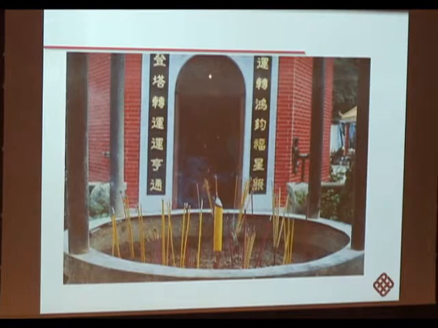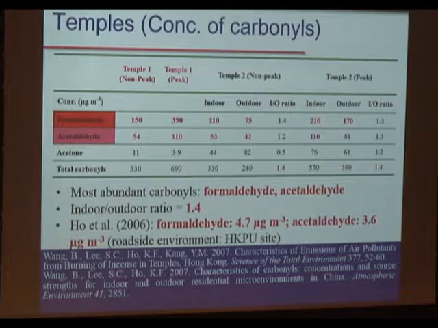And what we find is formaldehyde, busy slide, but formaldehyde is 150 at peak hour, 390, compared with the typical outdoor roadside, 4.7. And even the I/O ratio is always bigger than one. So this is the impact of carbonyl species in different studies.